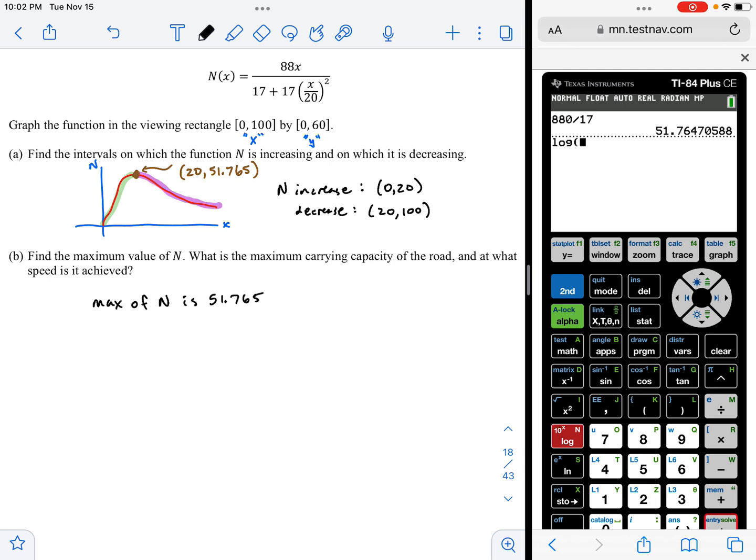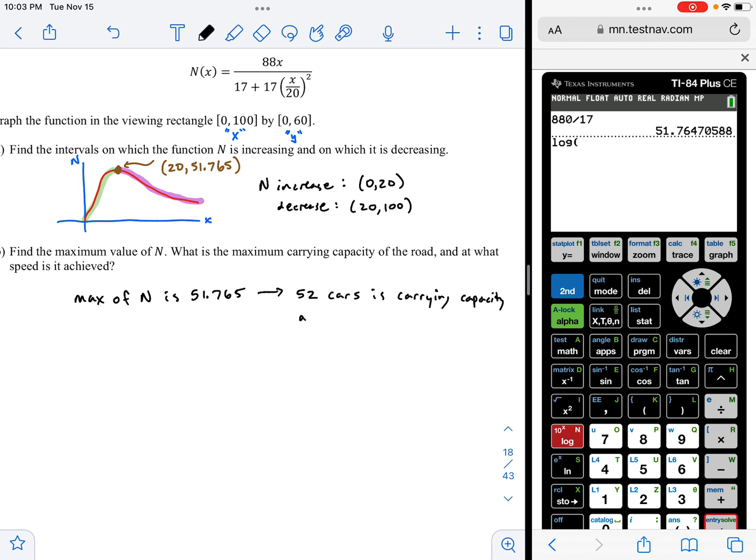In terms of the max value of N, the max value of N is 51.765. That again is the number of cars. So when it asks what is the maximum carrying capacity of the road, we would just round that to approximately 52 cars, which is the carrying capacity. And that occurs at a speed of 20 miles per hour, which is our x value there.